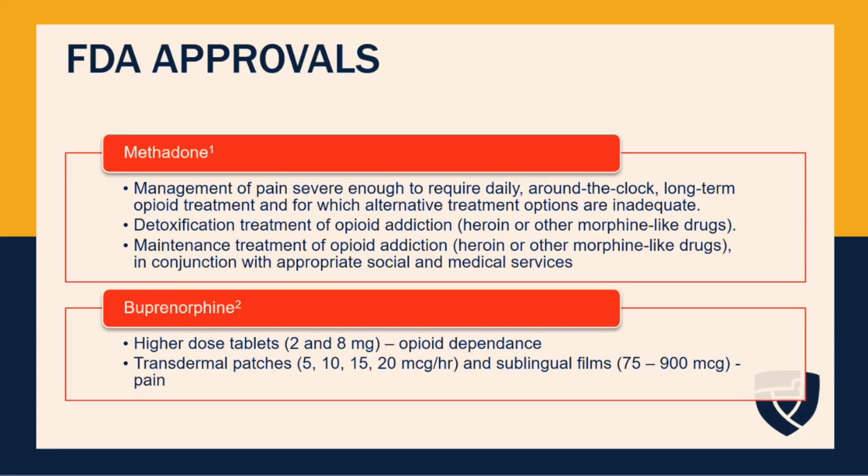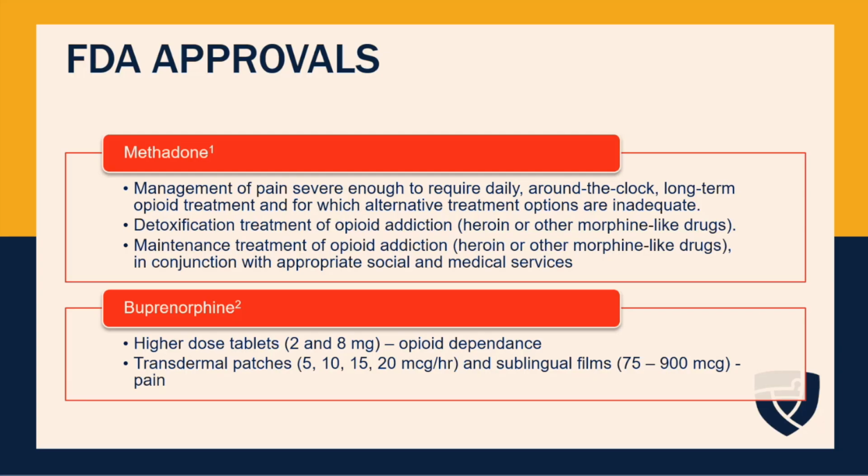So methadone and buprenorphine both have several different FDA approvals. One that I think a lot of people are used to is opioid addiction. So methadone has detoxification treatment of opioid addiction, and it also has maintenance treatment of opioid addiction as FDA approvals. And the higher dose buprenorphine tablets have indication for opioid dependence. I am listing only the buprenorphine only products here. There's also buprenorphine and naloxone combination products that are used for opioid dependence.